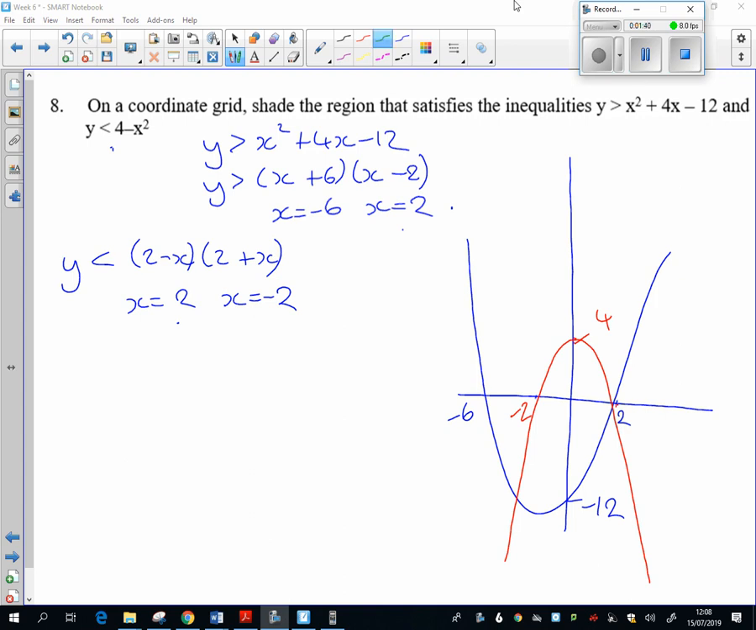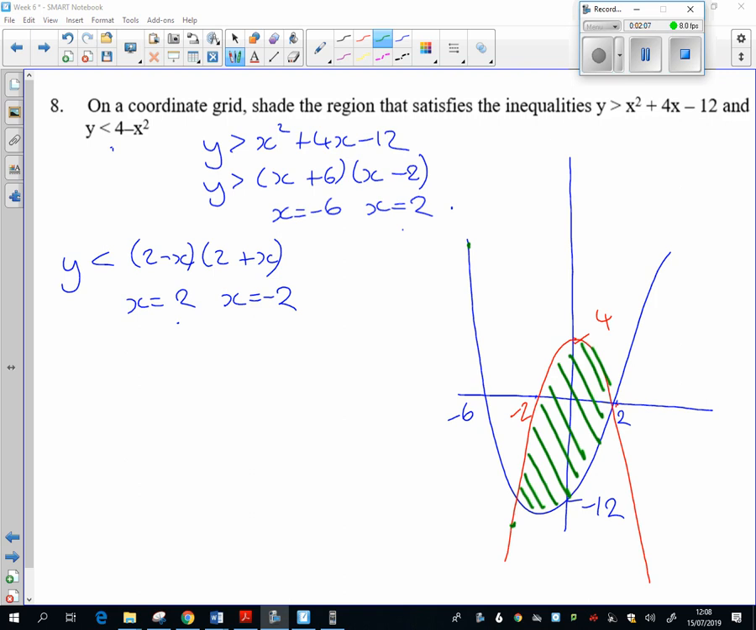Right, so then let's shade in green. So shade the region that satisfies the inequalities. So we want values of y greater than this one and less than this one. So because it's not very easy to rub things out on this without rubbing my diagrams out, I'm actually just going to go straight to sketching the region they want.